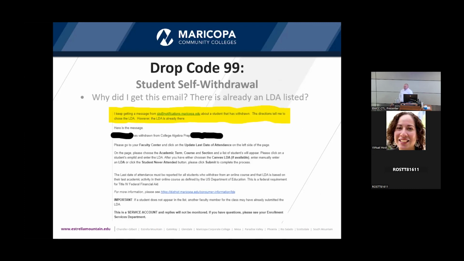You'll see a code 99. You look at the student's account. Oh, it's already got an LDA. Why, Ralph? I get emails all the time asking, why do I get this? Why do I have to fix it? Well, when the student self withdraws from the class, the date that shows up for the LDA is the date that the student has withdrawn from the class. That does not mean that's the last time they actually did an assignment for the class. So as a faculty member, when you get this email, you do have to go in and submit that particular date. This email gives the instructions for it, and it's pretty simple to go through.